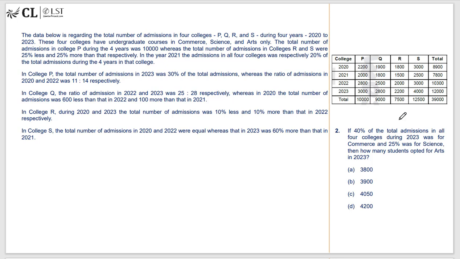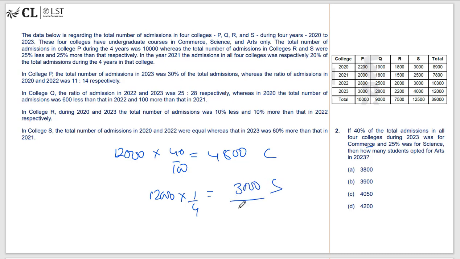If 40% of total admissions in all four colleges during 2023 was for commerce. Okay, in 2023, the total admissions are 12,000. 40% of that goes to commerce. So that is 4,800 goes to commerce. 25% was for science. So 12,000, 25% is 1/4, that is 3,000. This goes to science, 7,800. How many students opted for arts? Okay, so we'll do 12,000 minus 7,800. That comes out to be 4,200. Option D here.